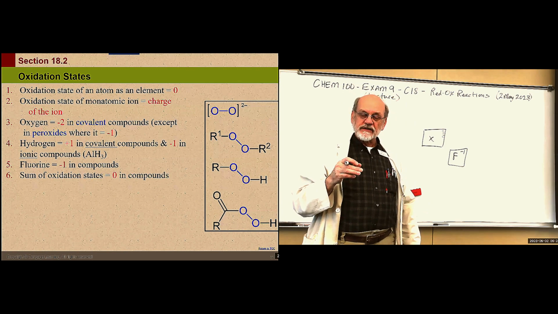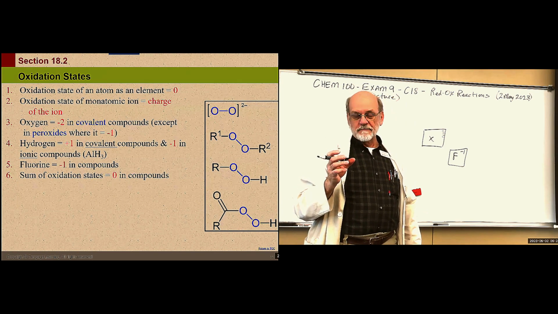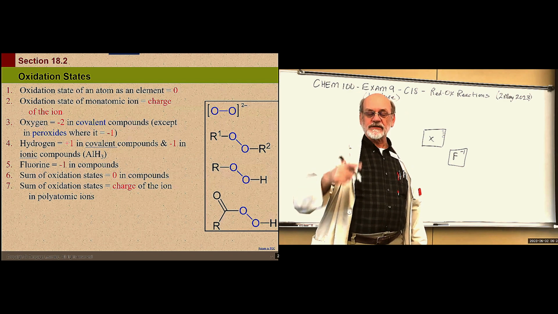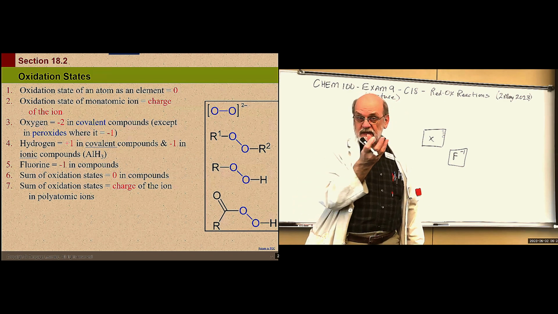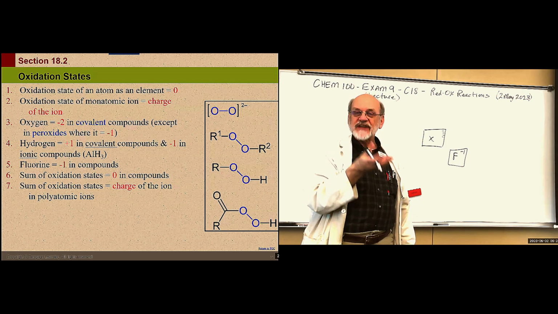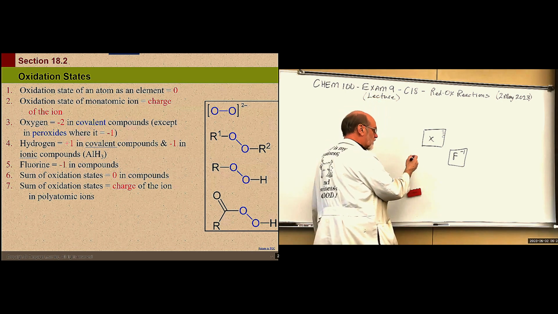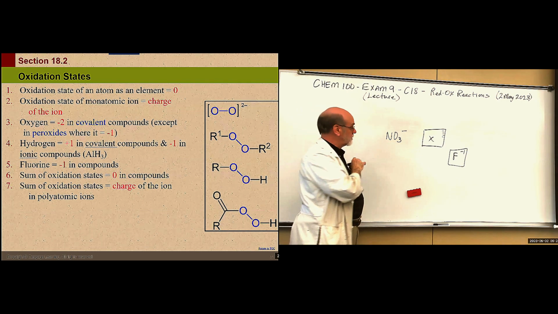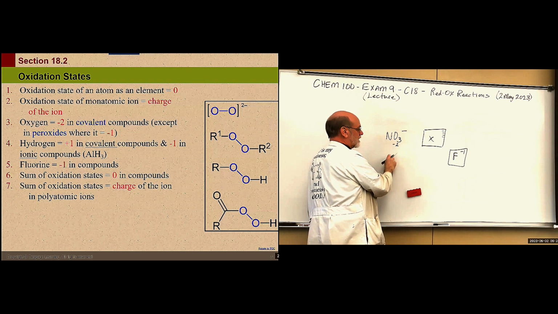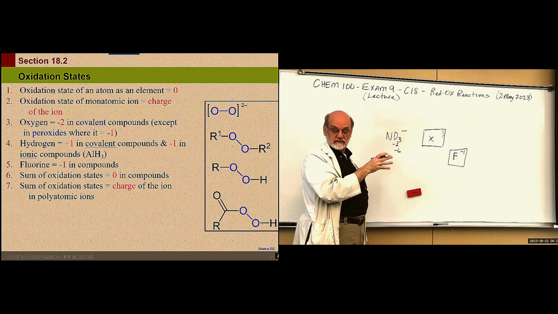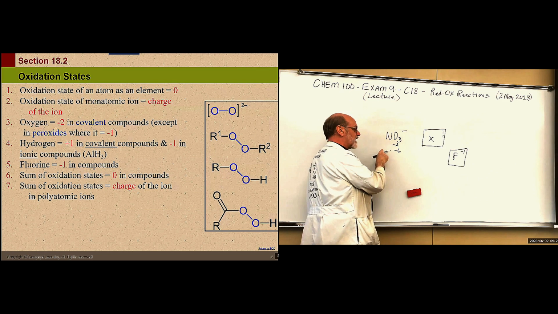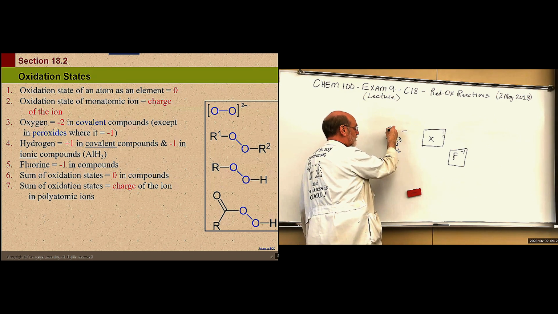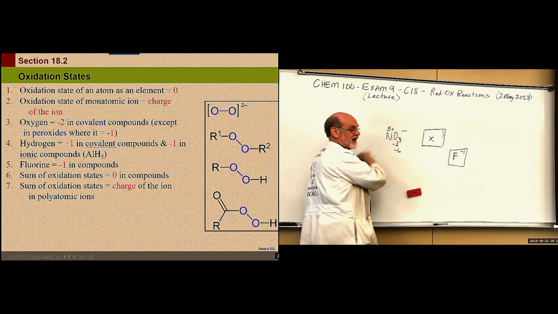The sum of the oxidation states for a neutral compound must always be 0. If you have a polyatomic ion, then the oxidation states of all the elements in the ion must add up to its charge. So we did water earlier. If we do the nitrate polyatomic ion, oxygen, we have given it a minus 2, right? So we have 2 times 3 is a minus 6 total. So what would nitrogen have to be in order to make this one a minus 1? Well, it's a plus 5, right? A plus 5 and a minus 6 is a minus 1.